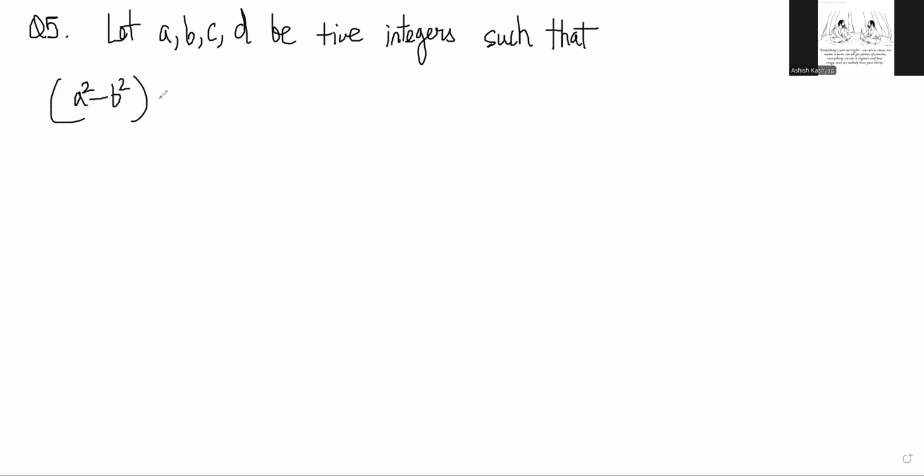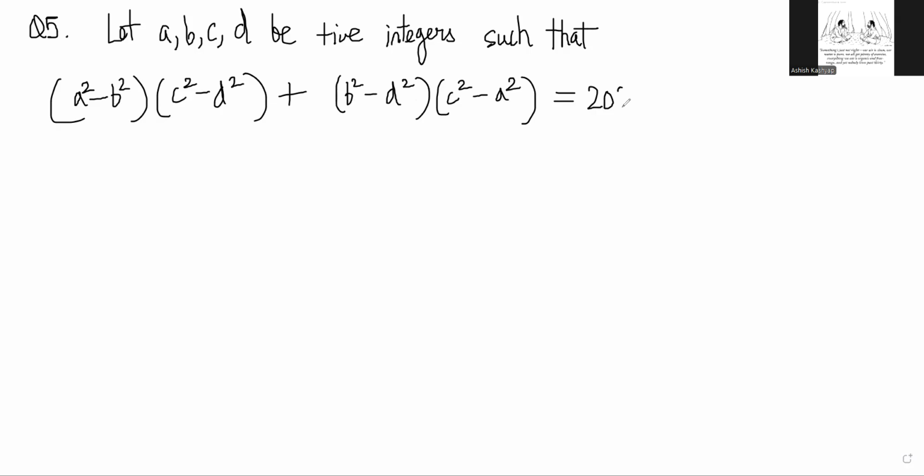Let a, b, c, d be positive integers such that (a square minus b square) times (c square minus d square) plus (b square minus d square) times (c square minus a square) is equal to 2021. You have to find all possible values of a plus b plus c plus d.